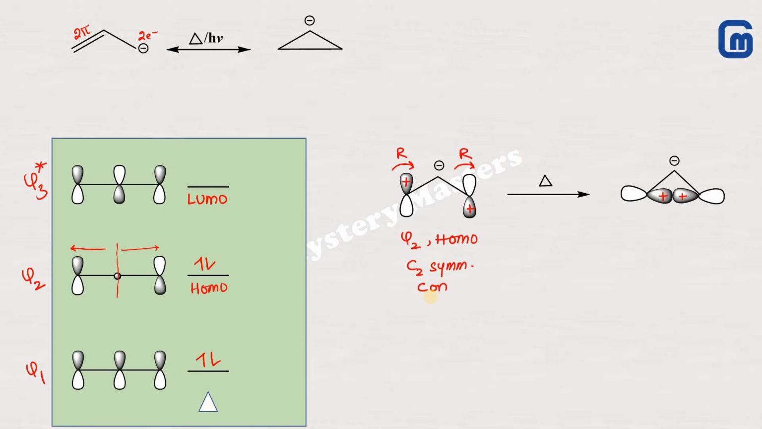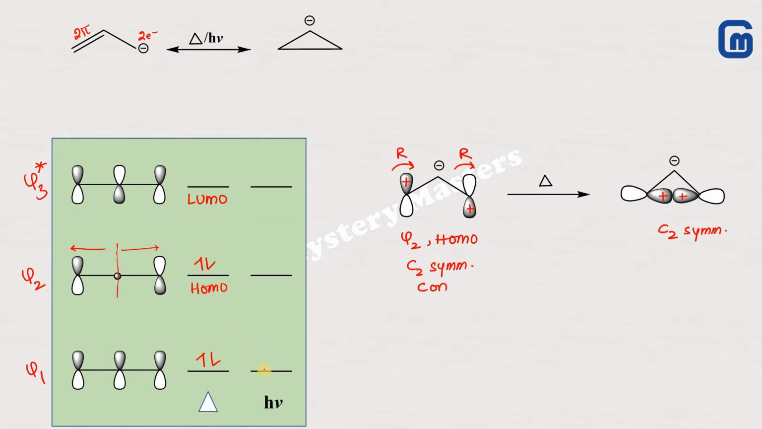Another thing which is very important is that the symmetry of the reactant should be present in the product also. So here also we already know that whenever there is a sigma bond formation in the sigma bonding orbital, both C2 symmetry and M symmetry are present. So by default there will be C2 symmetry present in the molecule. Now we will see what will happen in the hν condition.